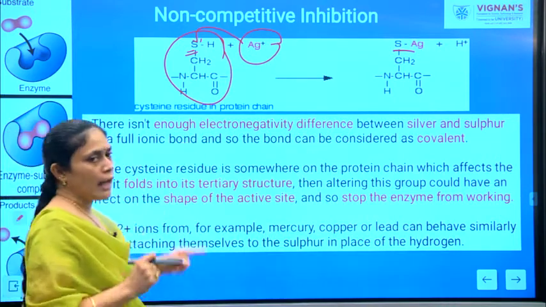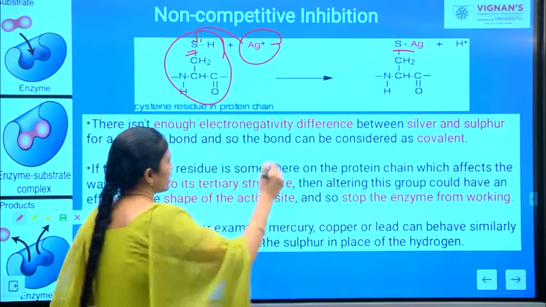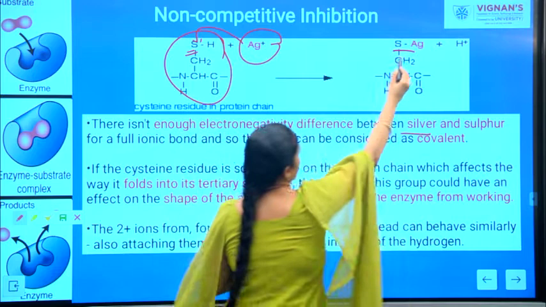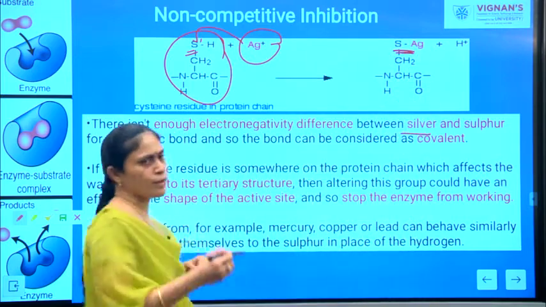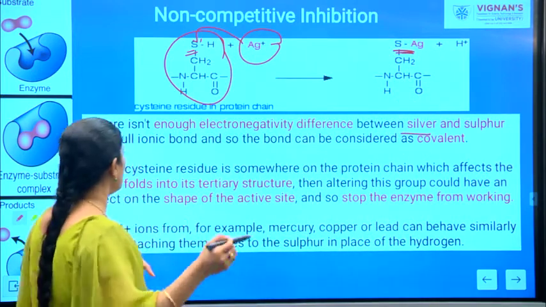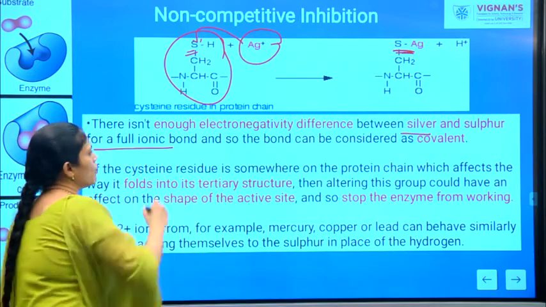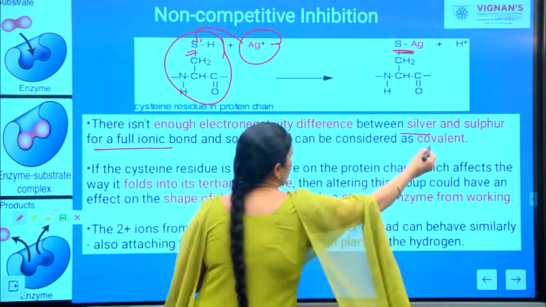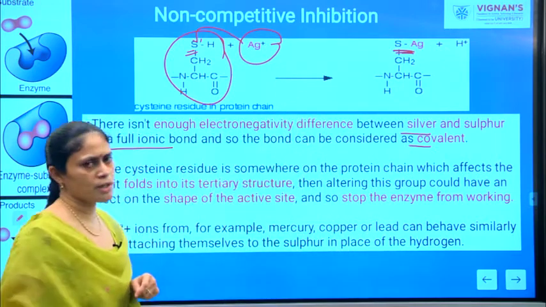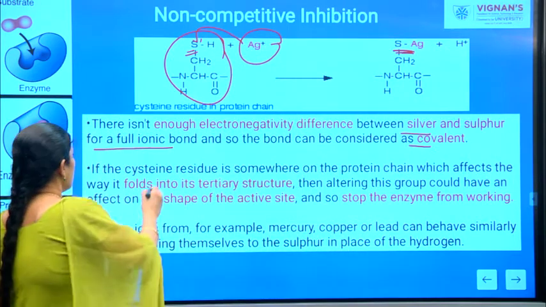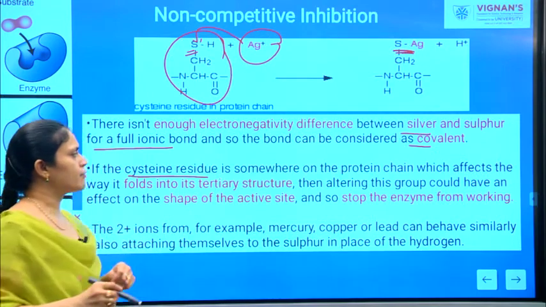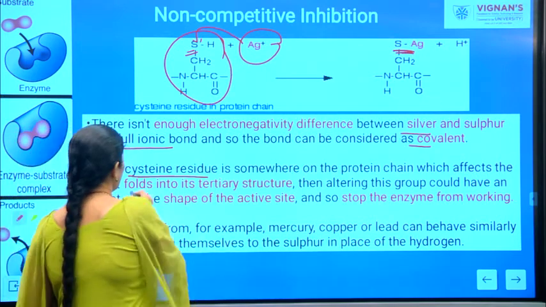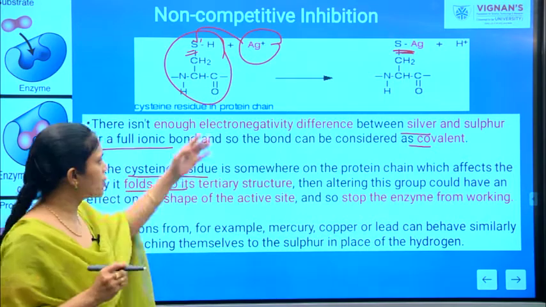There isn't enough electronegativity difference between silver and sulfur for a full ionic bond. That's why the bond can only be considered a covalent bond. Here, the bond that is formed is your covalent bond. If the cysteine residue is somewhere on the protein chain, it affects the way the chain folds. So, what is the effect it is showing?